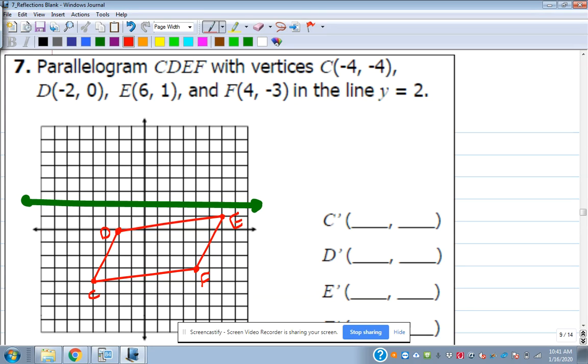Parallelogram, or as Miss Ross says it this way, parallelogram. I like the good strong A in there. She says parallelogram. There's our pre-image. We're going to reflect it across the line y equals 2. What stays the same? The x's. So I'm just going to go down through here: negative 4, negative 2, 6, and 4.